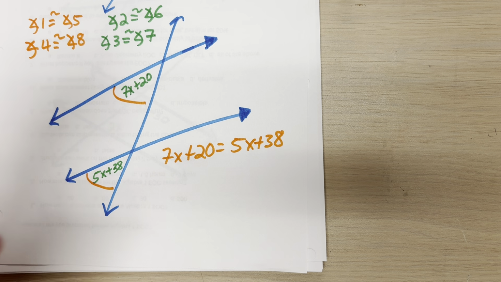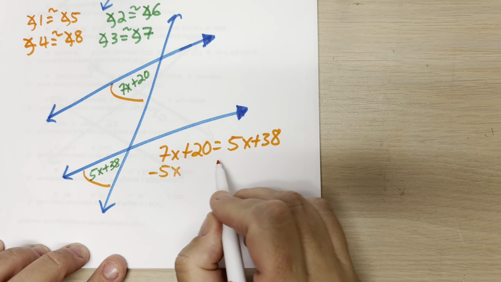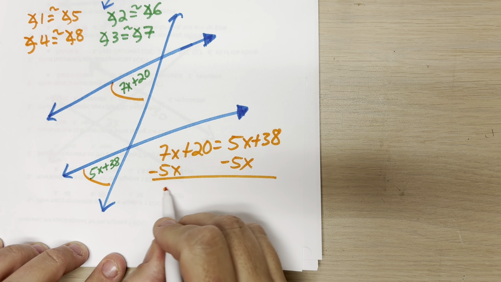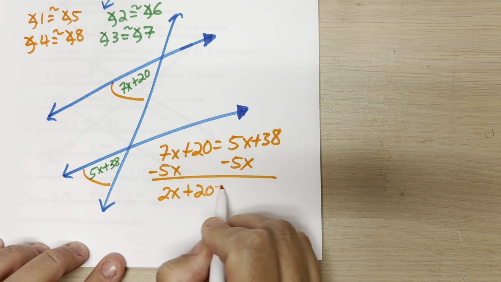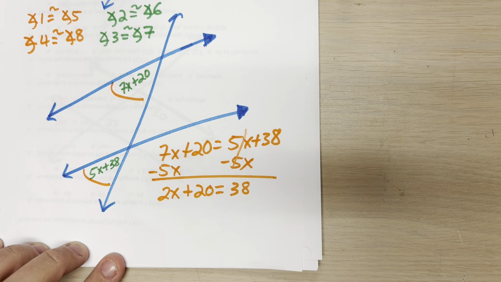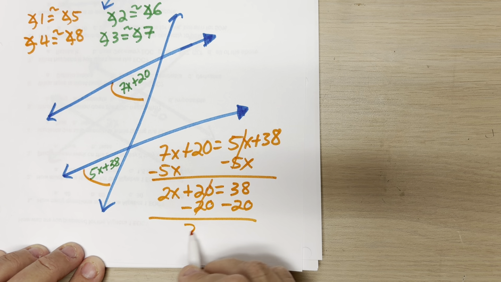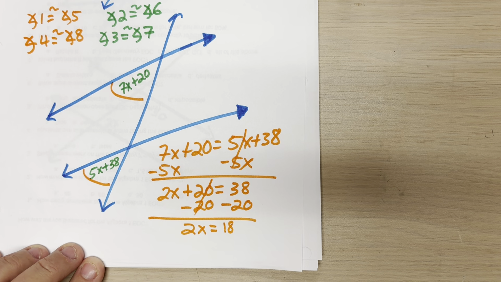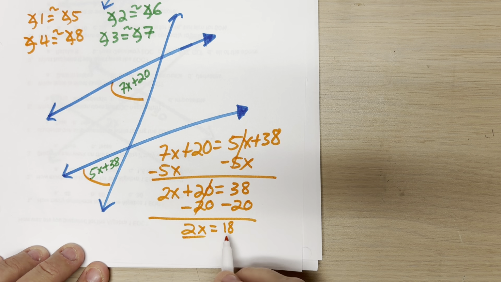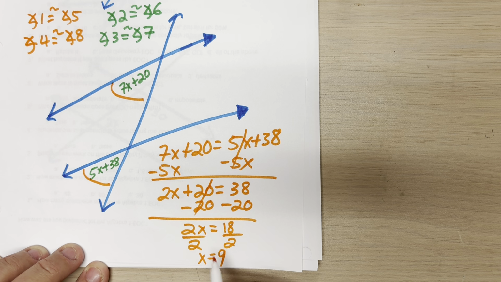and then we're just going to do the algebra. So we'll subtract 5x on both sides. 2x plus 20 equals 38. Then we'll subtract the 20. So I get 2x is 18. Then I'm going to divide by 2. I get x is 9.